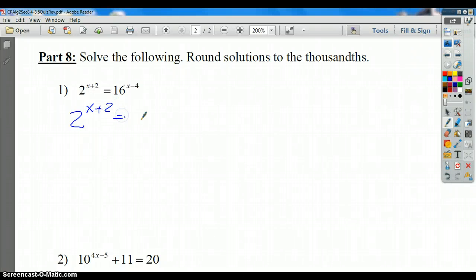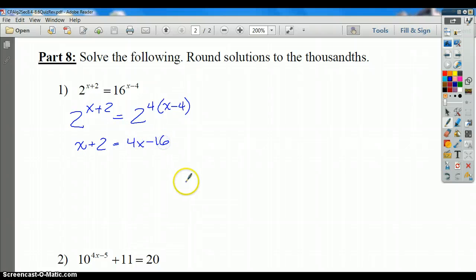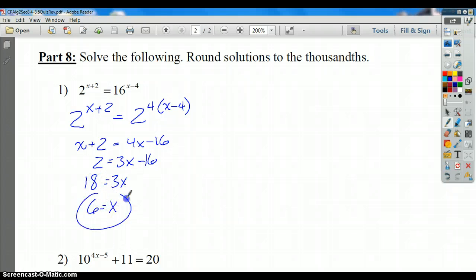16 is 2 to the 4th. So I'm going to write that 16 here. 2 to the 4th, that's 16. The 2's are the same, so I can drop my bases out and set x plus 2 equal to 4x minus 16. Subtract this x over. I have 3x minus 16. I'm going to add 16 over, get 18. And you're going to see your x is going to be 6. Right? Did not have to round there, so that's yummy.